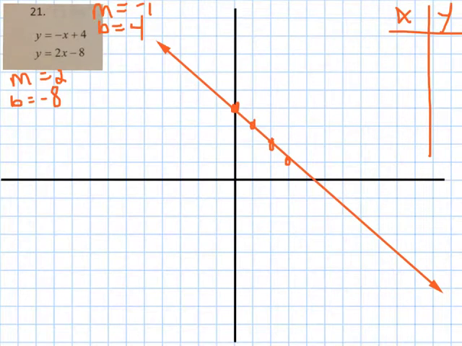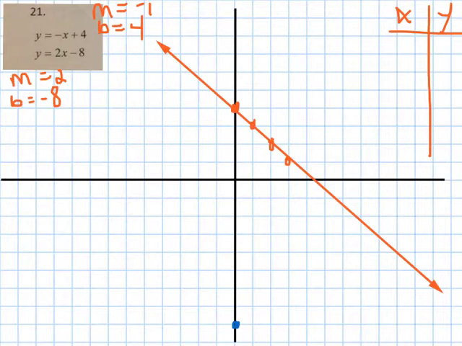Make sure that you have arrows on it and your line goes all the way through your graph. I'm now going to pick a different color. And my next one begins at negative 8. So I'm going to count down 8. 1, 2, 3, 4, 5, 6, 7, 8.